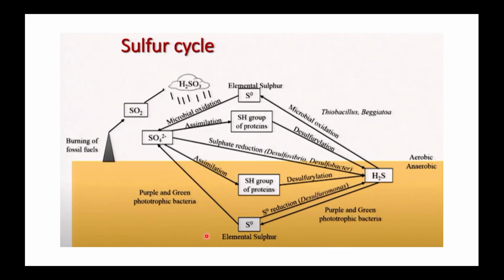So when we create the Winogradsky column, you can actually see the division. Thiobacillus and Beggiatoa will be there at the top part because they are aerobic. Then purple and green sulfur bacteria are present in the middle part where light can penetrate but oxygen cannot. And these Desulfovibrio and Desulfuromonas are present at the bottommost layer where there's no oxygen and light, and they can release H2S. That H2S will reach the middle portion, and these purple and green sulfur bacteria can use this H2S to make sulfates.